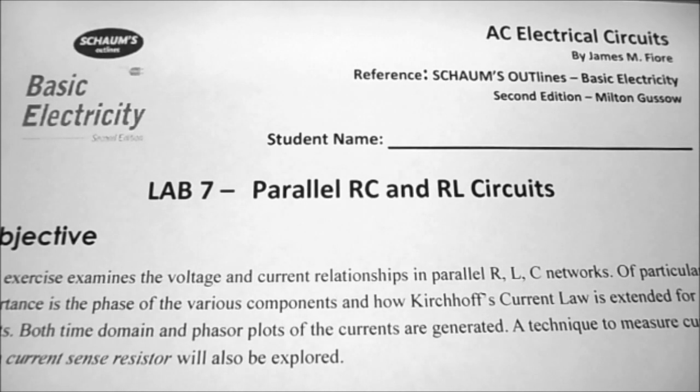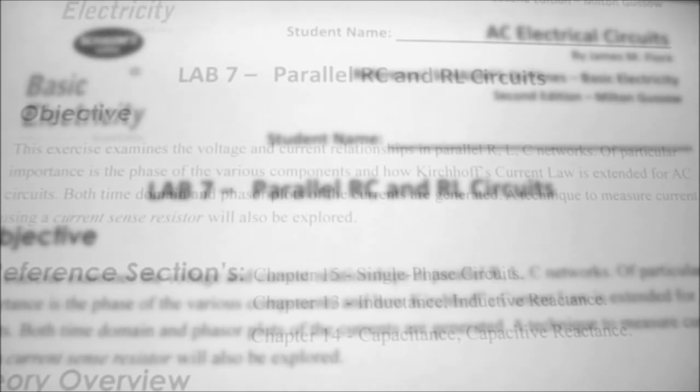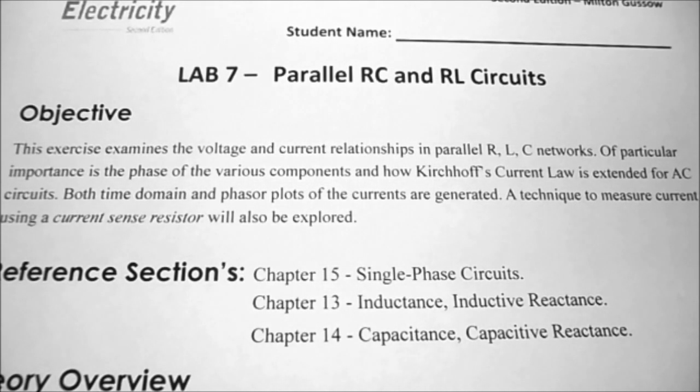So today in AC electrical circuits, we're taking a look at lab number 7, parallel RC and RL circuits. Under objective, this exercise examines the voltage and current relationships in parallel RLC networks. Of particular importance is the phase of the various components and how Kirchhoff's current law is extended for AC circuits. Both the time domain and phasor plots of the currents are generated, and we're going to be using a technique to measure current using a sensing resistor.